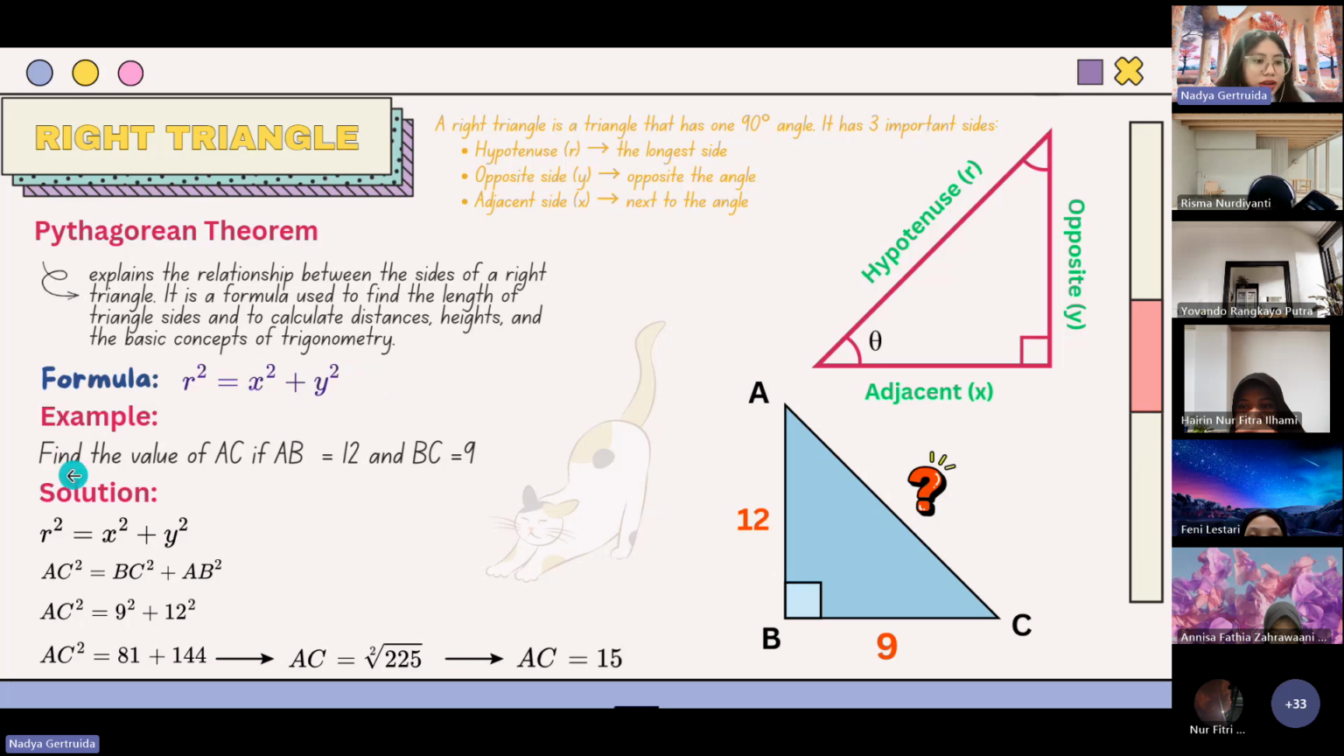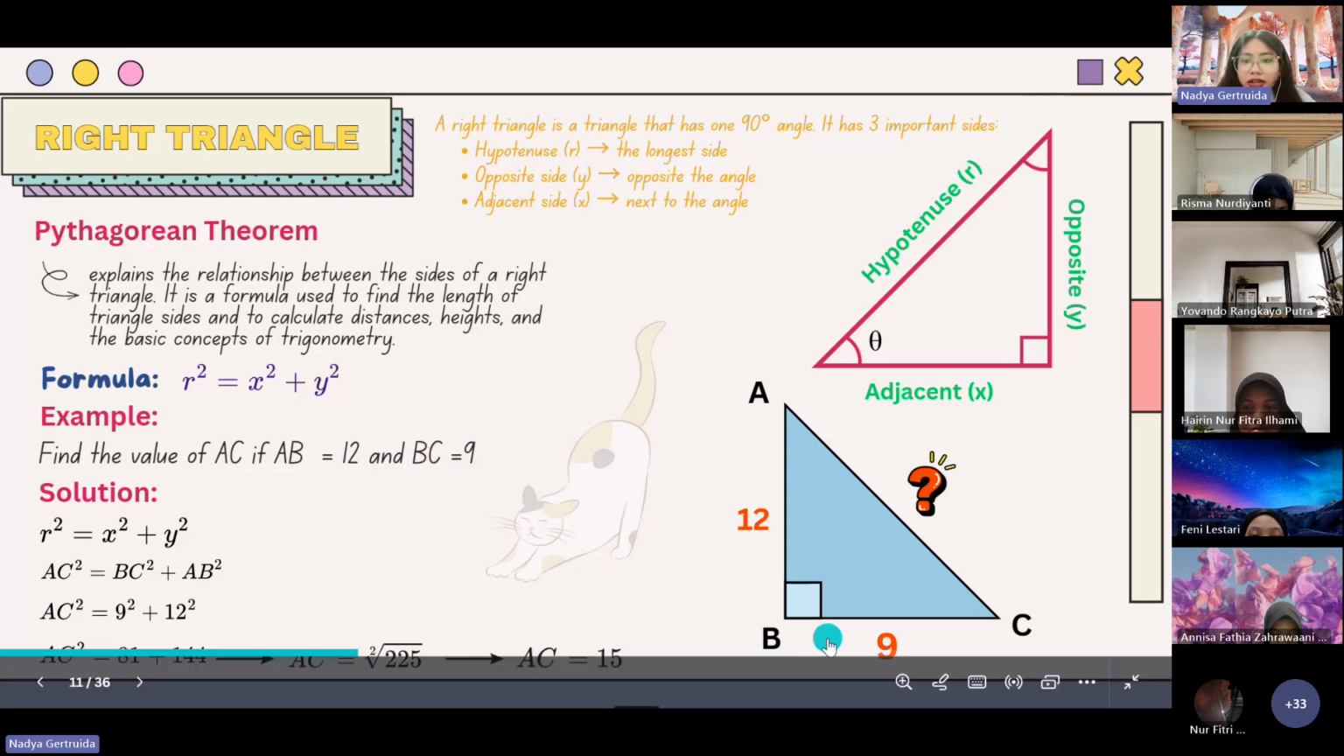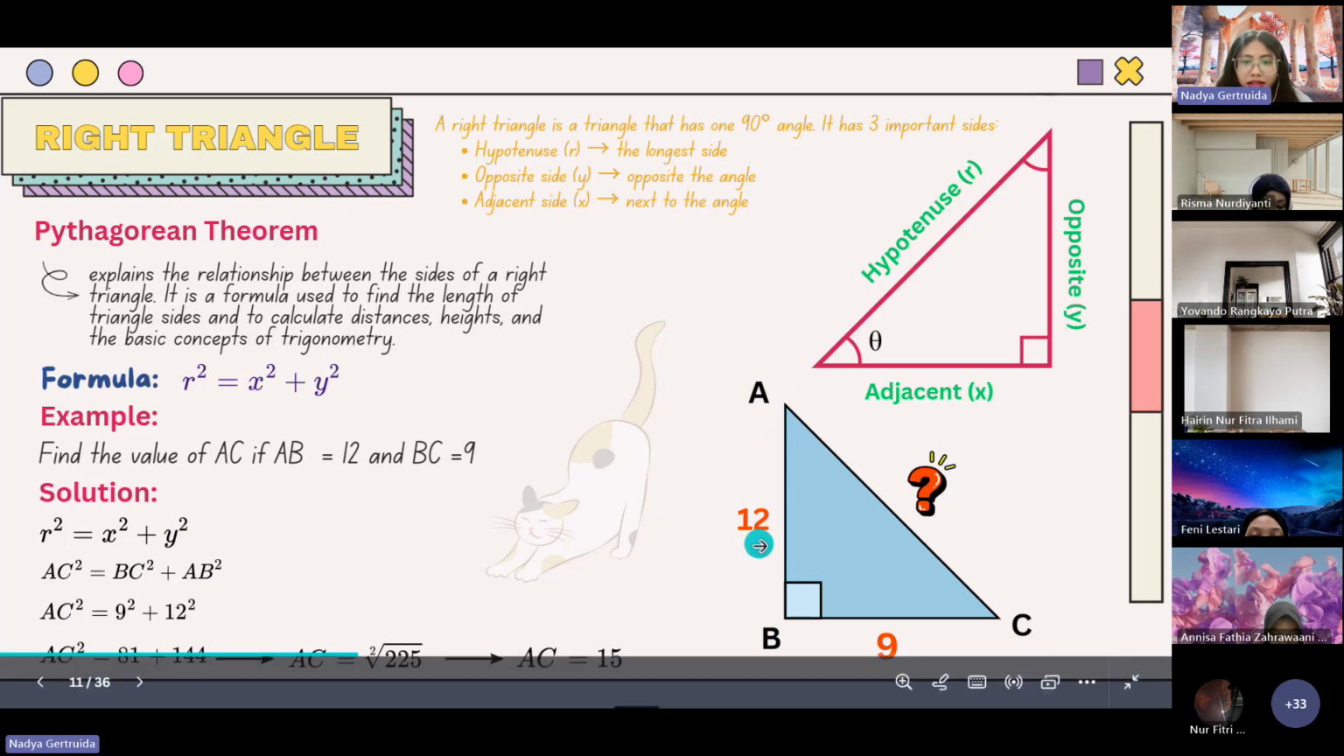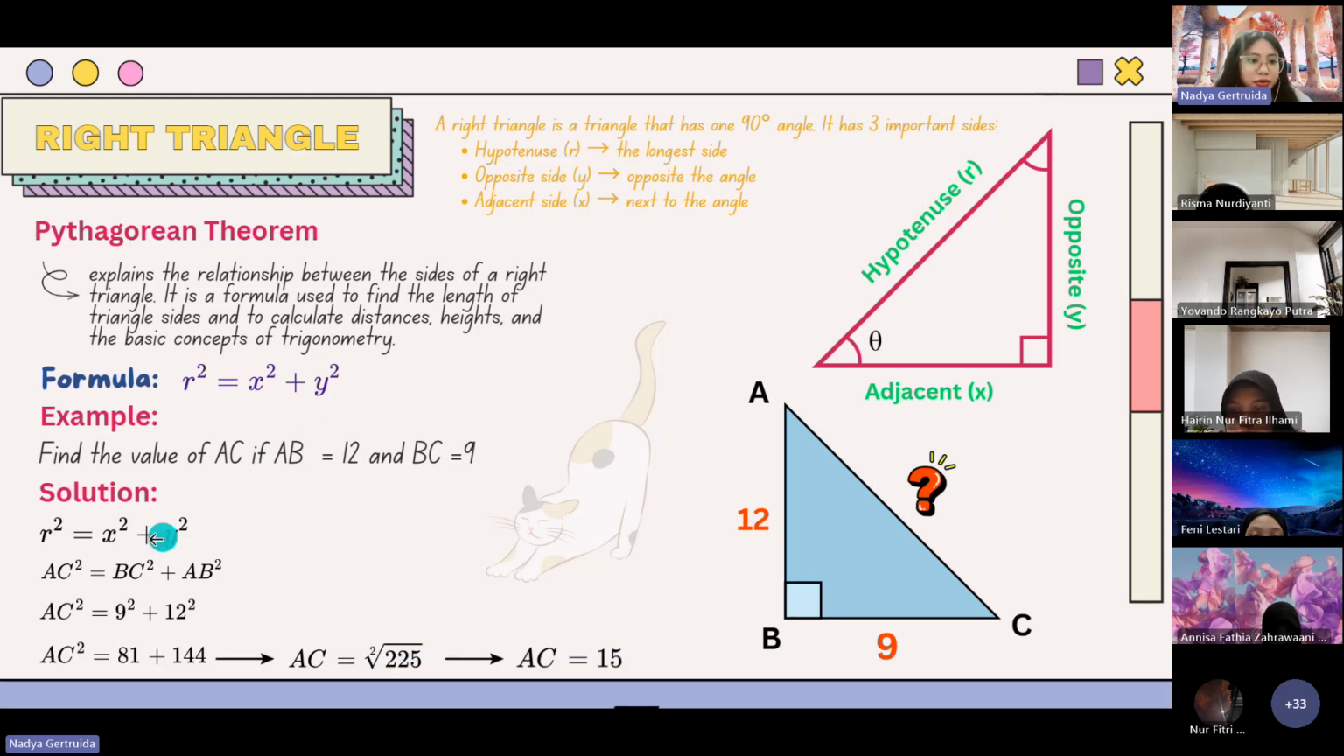For example, find the value of AC if AB is equal to 12 and BC is equal to 9. And this is the right triangle. First you can draw the triangle ABC, and then from this we know that AB is 12, so we write 12 here, and BC is 9. We must find AC. AC is the hypotenuse. So first we can write the formula.